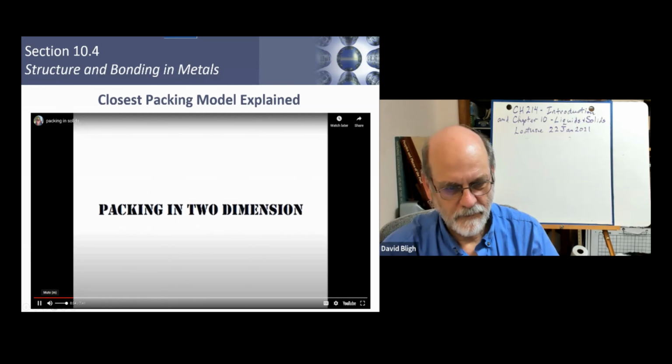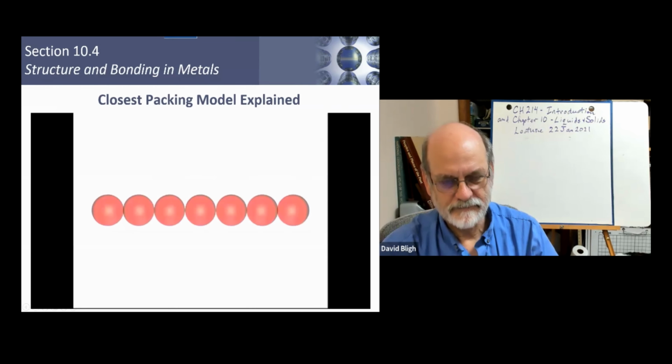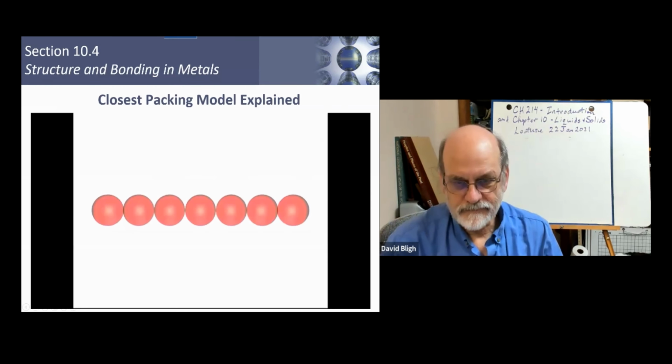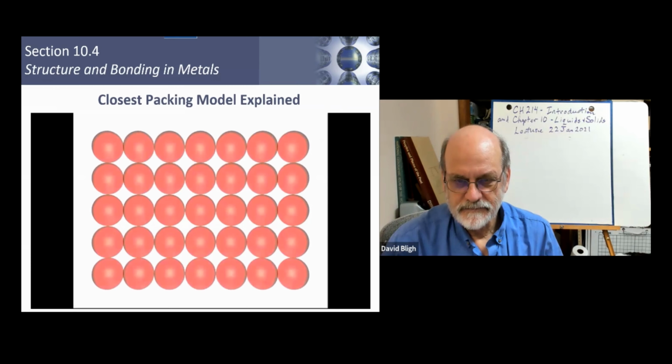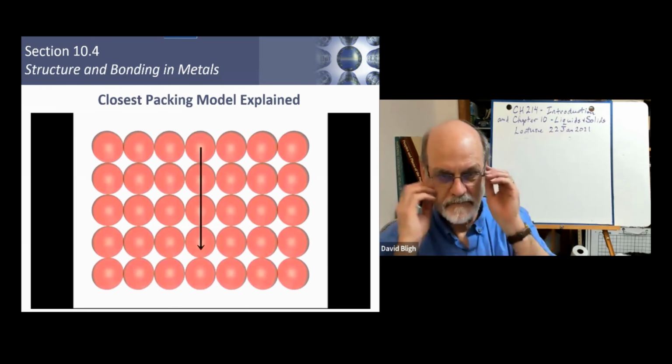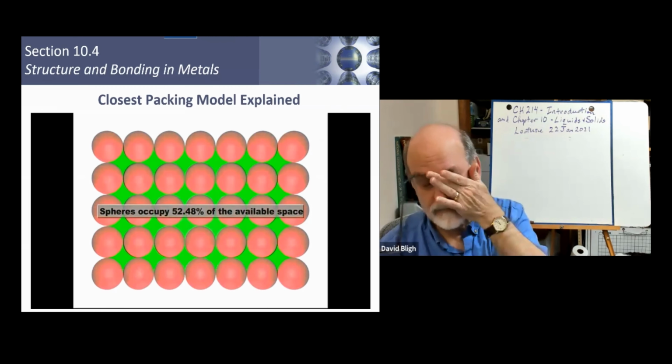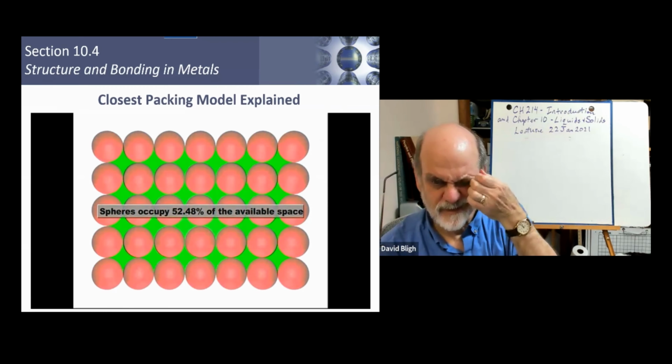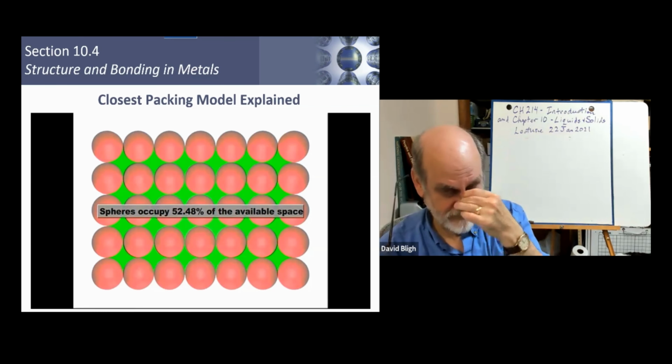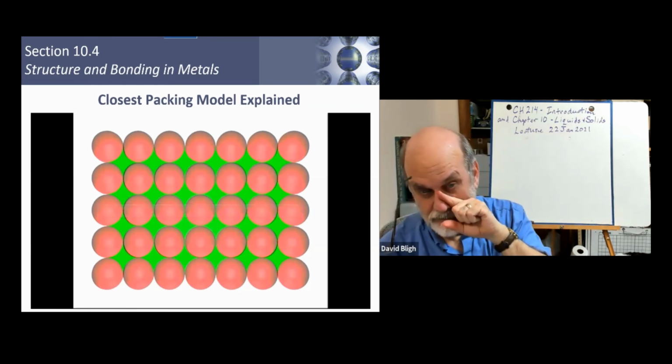Packing in two dimensions. To arrange spheres in two dimensions, we take the linear one-dimensional arrangement that was shown previously. There are two ways by which we may arrange the spheres in a two-dimensional platform. They may be arranged like this. Note that each linear arrangement is aligned vertically. Here, the vacant space is this. Now, in this packing, the spheres take up only 52.48% of the available space.